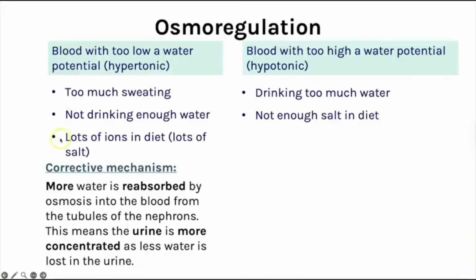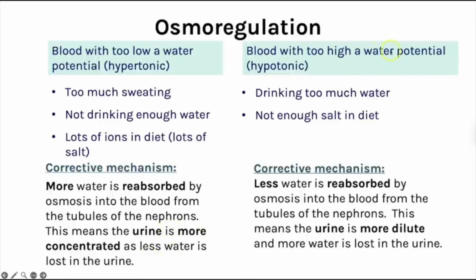The corrective mechanisms would be, if you've got too low a water potential, then more water is reabsorbed by osmosis into the blood from the tubules of the nephrons in the kidneys. So that would mean you make urine, which is more concentrated and lower volumes. If you've got too much water in your blood, so too high a water potential, then less water is going to be reabsorbed by osmosis back into the blood from the nephrons. So you end up with larger volumes of dilute urine.